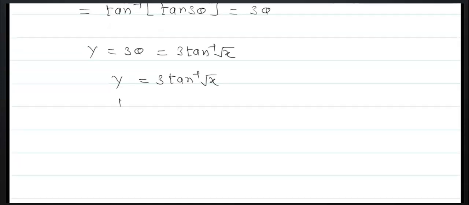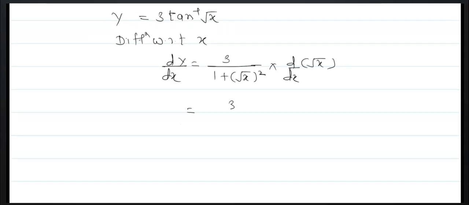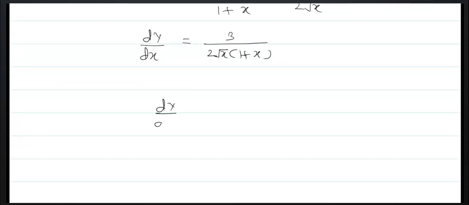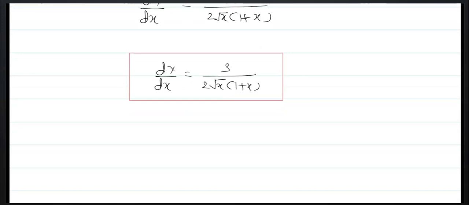Therefore 3 dy by dx is equal to 3 upon 1 plus root x bracket square, into d by dx of root x. What is the derivative of root x? 1 upon 2 root x. That is 3 upon 1 plus x, times 1 upon 2 root x. That is 3 upon 2 root x in bracket 1 plus x. Let's see this again for the answer.